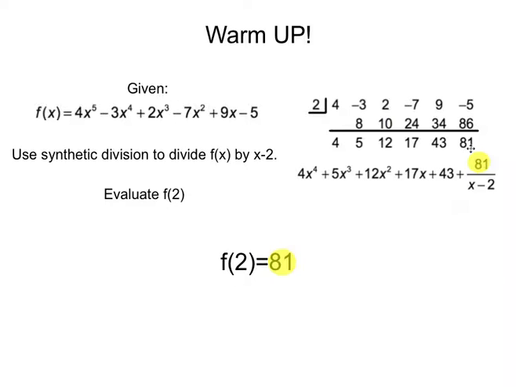So when I divide using synthetic division, the numbers on the bottom row are the coefficients of my quotient. And the degree of the quotient is 1 less than the degree of the function I started with. So 4x to the 4th, the 5 goes here, 12 there, 17 there. It goes in decreasing order of exponents. The remainder goes over what you were dividing by, x minus 2. f of 2 is 81. It's the same as the remainder.